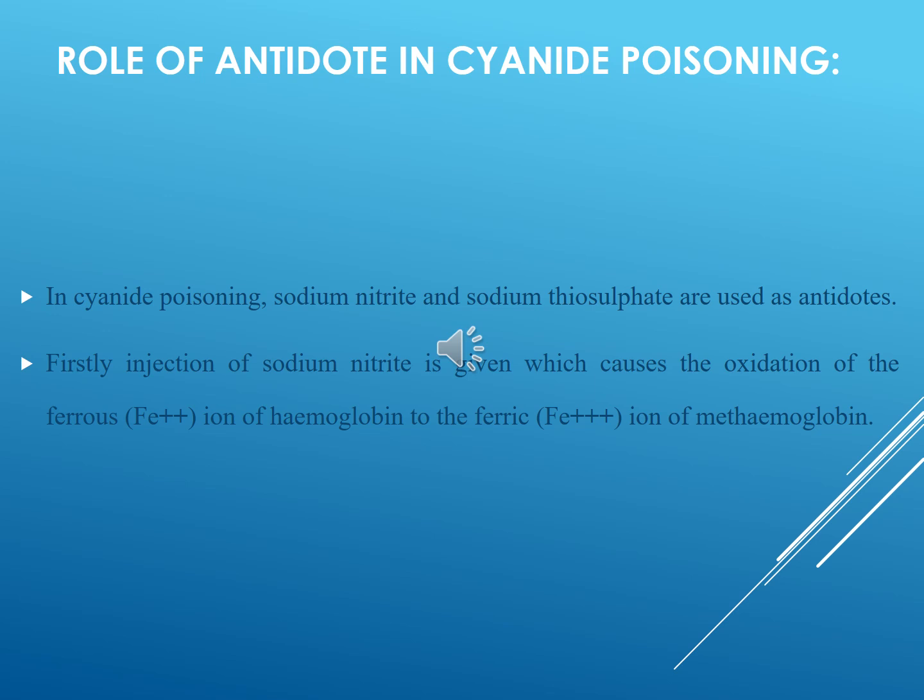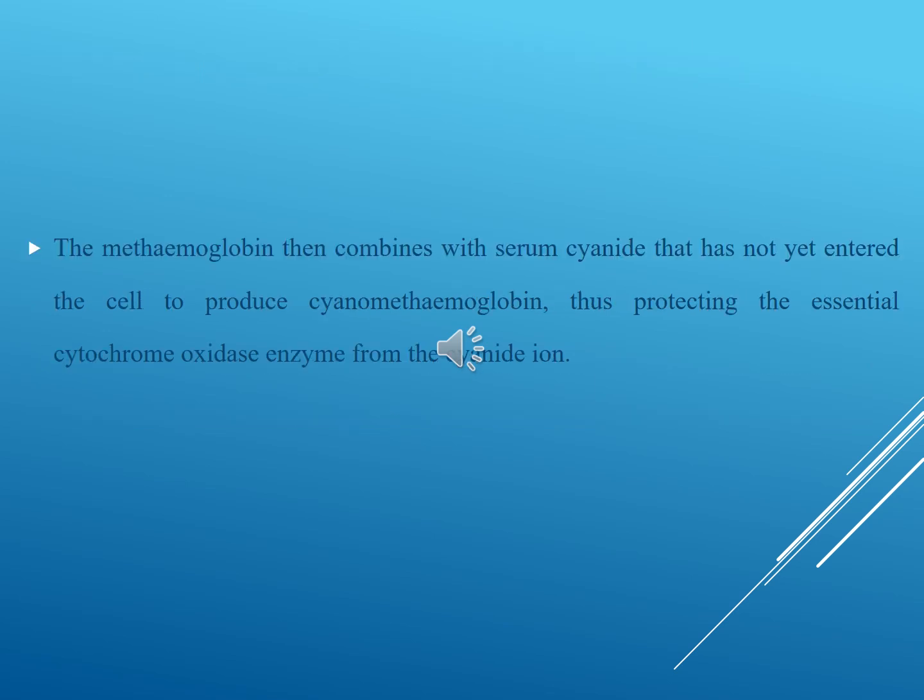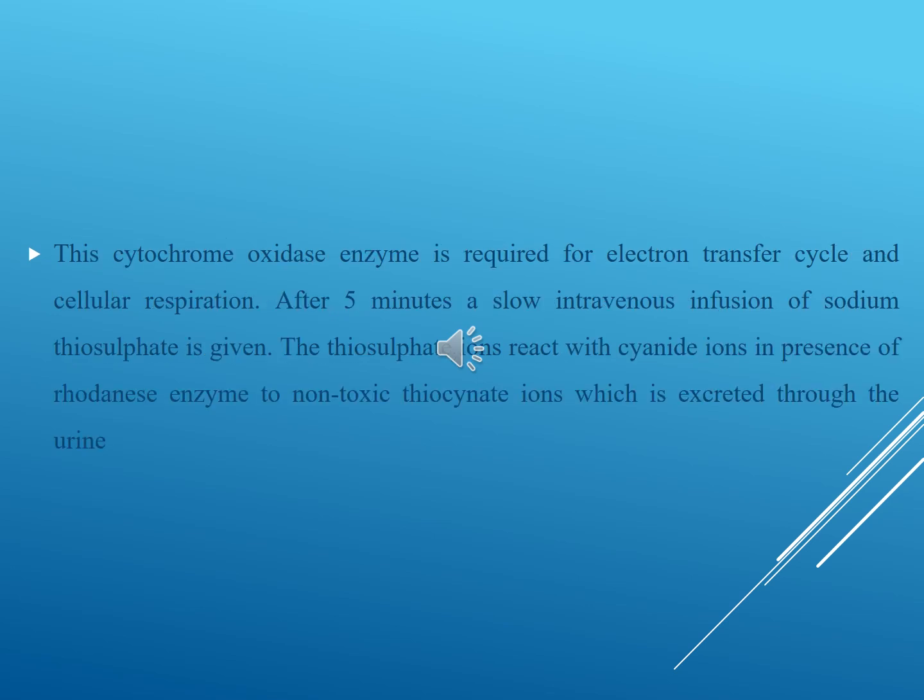Role of antidote in cyanide poisoning. In cyanide poisoning, sodium nitrite and sodium thiosulfate are used as antidotes. Firstly, an injection of sodium nitrite is given, which causes the oxidation of the ferrous ion of hemoglobin to the ferric ion of methemoglobin. The methemoglobin then combines with serum cyanide that has not yet entered the cell to produce cyanomethemoglobin, thus protecting the essential cytochrome oxidase enzyme from the cyanide ion. This cytochrome oxidase enzyme is required for the electron transfer cycle and cellular respiration.